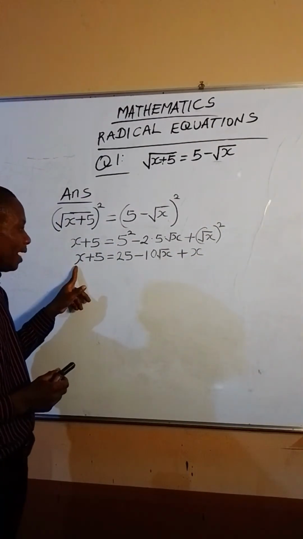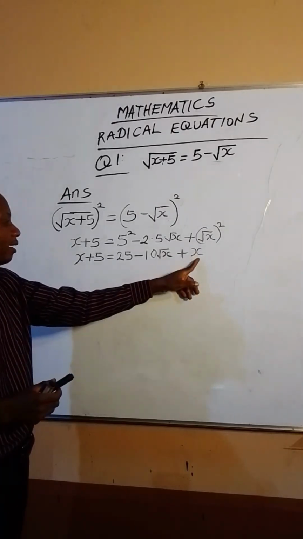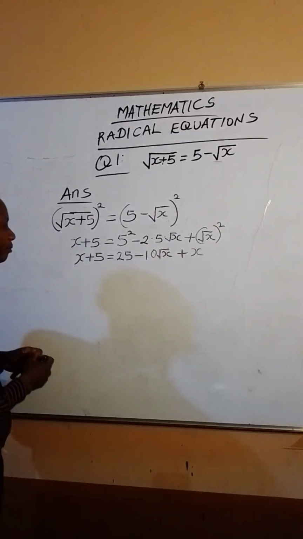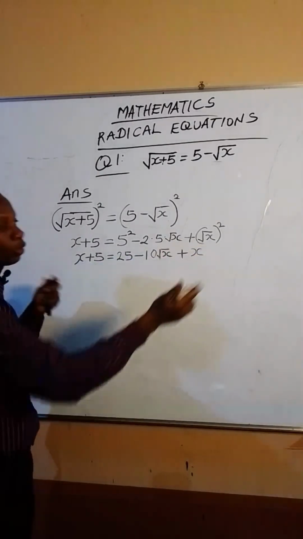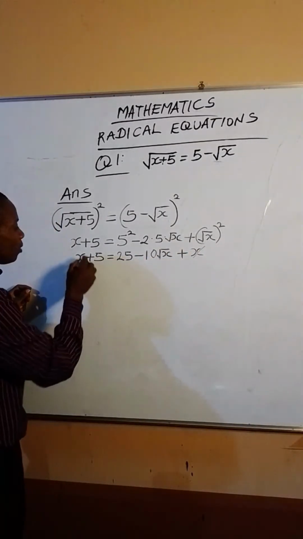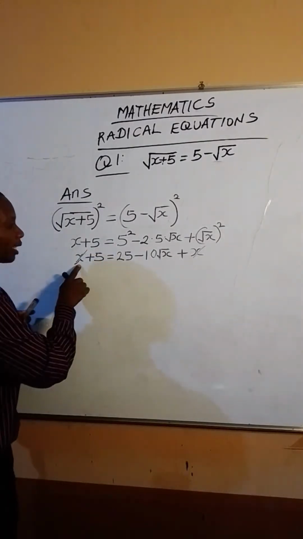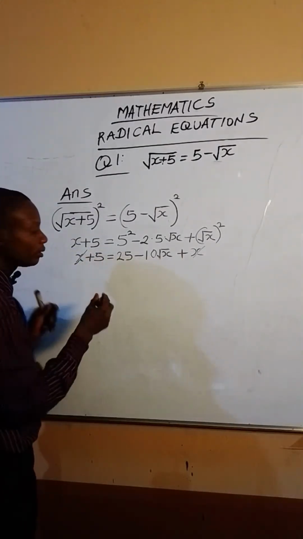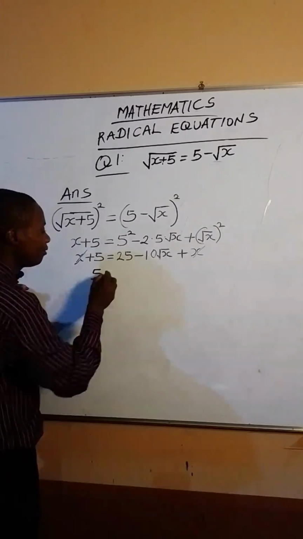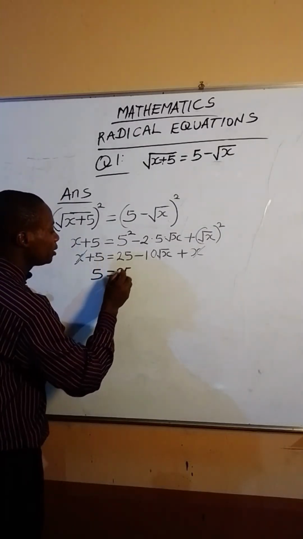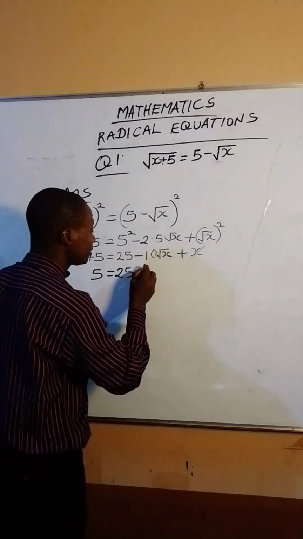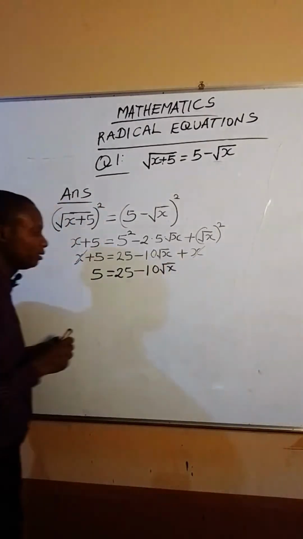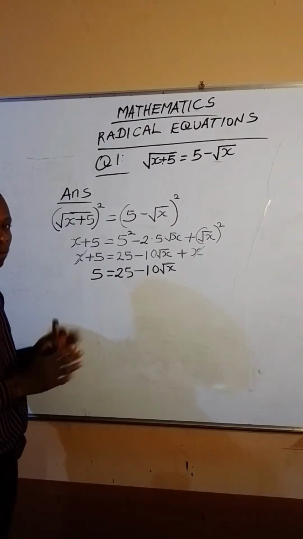Now we can see that we have x here and x here, so we can just cancel this out. There's no need wasting our time. Instead of going through the long journey, just cancel this out. Since both of them are plus, they can cancel each other. If these two cancel each other, we will now be left with 5 equals 25 minus 10 root x. So this is what we are going to get.